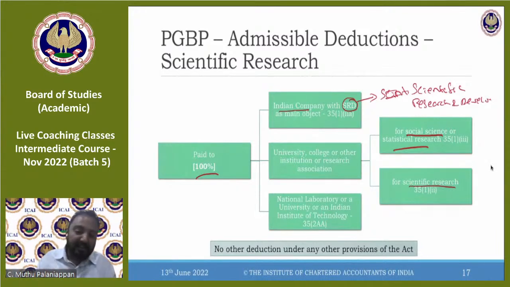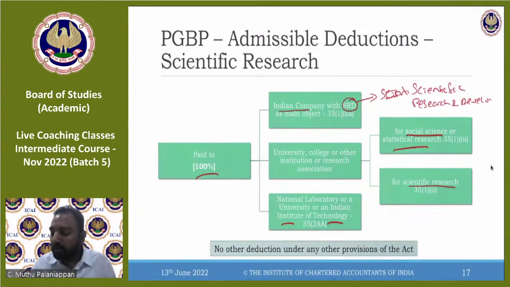The next category is a national laboratory or university or an Indian Institute of Technology. So IIT or national laboratory for scientific research. I'm contributing to a national laboratory or Indian Institute of Technology for scientific research. So here also it is eligible for 100% deduction.